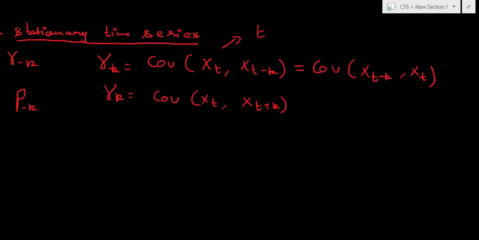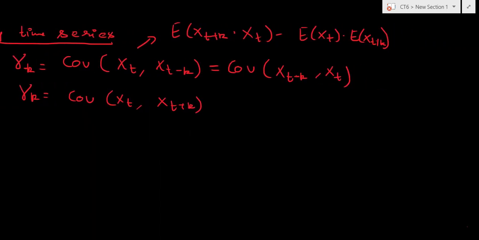in the sense of covariance, because covariance is nothing but the expectation of xt plus k times xt, minus the expectation of xt times the expectation of xt plus k. That is the definition of your covariance function, right? So I can just interchange xt plus k and xt. Similarly here I can just exchange xt minus k and xt. That does not matter, I can change the order of these two.